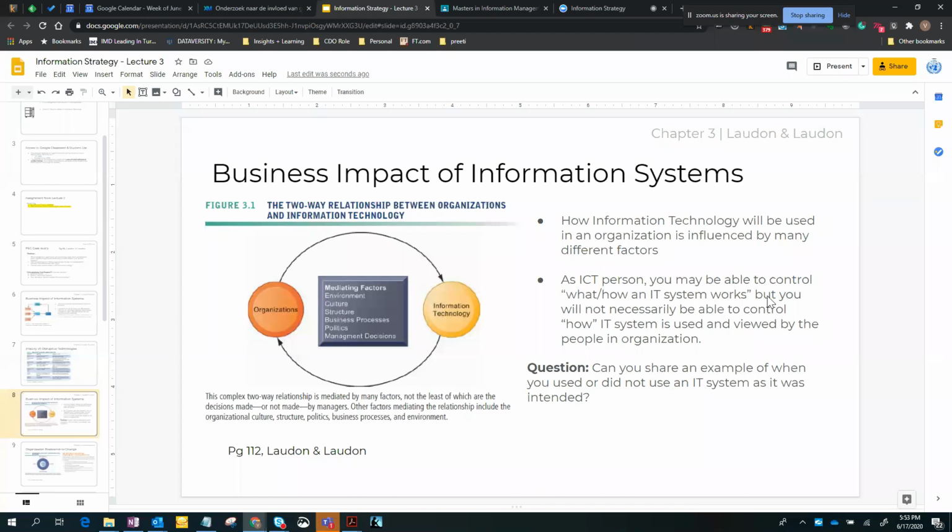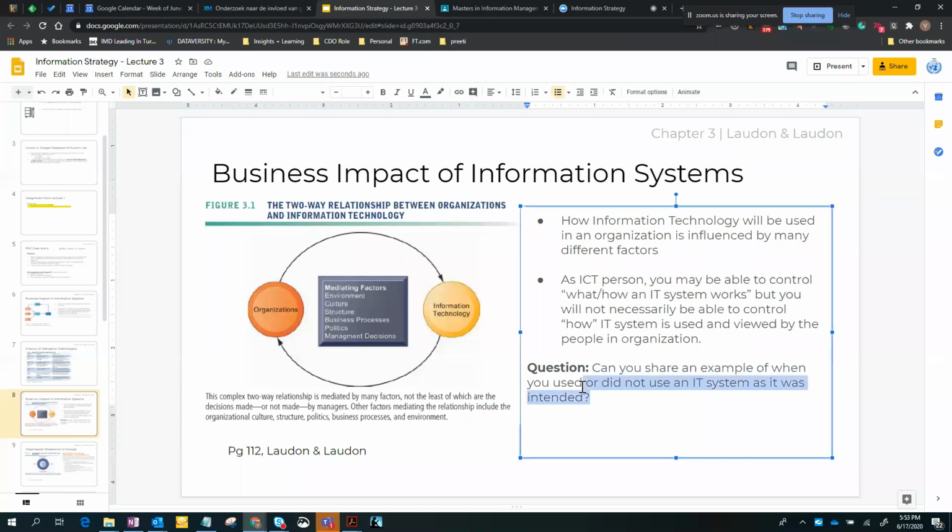I will share a good example, but I want to ask you guys first for an example of where an IT solution is there, but people don't use it in the way that it was designed or defined. As an IT professional, you need to be aware of that, and you need to be able to influence how people are using the information system or information technology the way it was defined. Generally in an organization, it is not that straightforward. It's not that you deliver IT and everybody's now using it. It doesn't work like that. So you need to be aware of that.